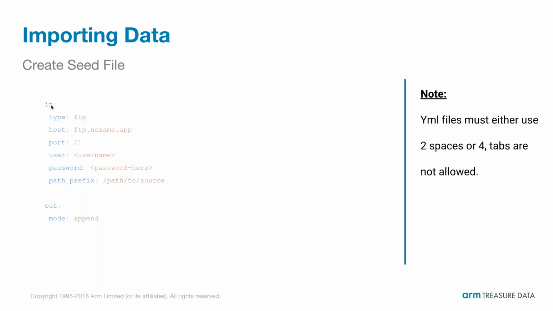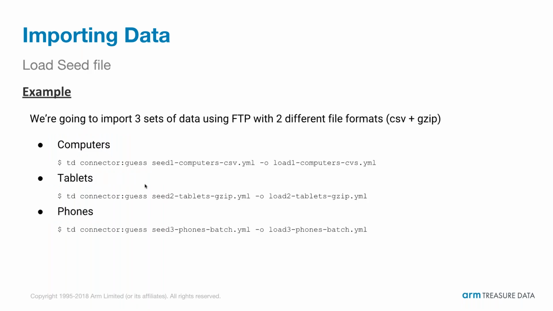This is an example of the sample seed file that I used here. So FTP, NASM.app, port 21, username, and the path to the source. In this case, these are the commands that I used in terms of importing the 3 sets of data using FTP with the 2 different file formats. As an example, we use TD connector guess, the name of the CSV, the YAML file, output, and the name of the output file that you want it to be called.